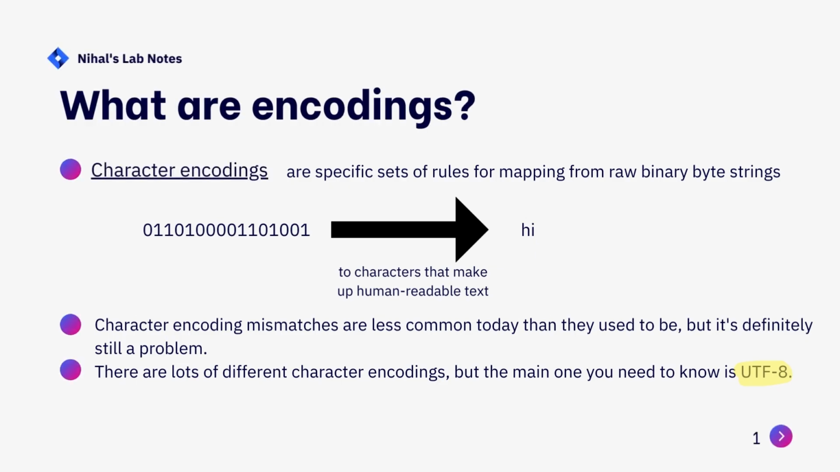Now let's see what encodings are. Character encodings are specific sets of rules for mapping from raw binary byte strings, 0s and 1s, to characters that make up human readable text, like hi. Character encoding mismatches are less common today than they used to be, but it's definitely still a problem. There are lots of different character encodings, but the main one you need to know is UTF-8.